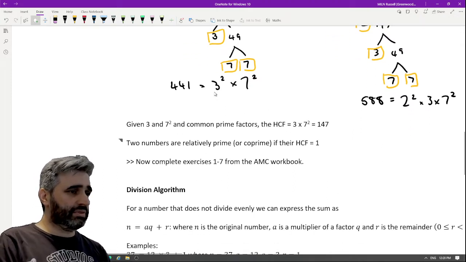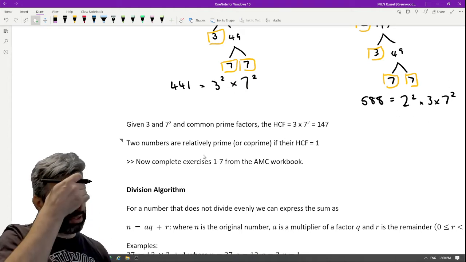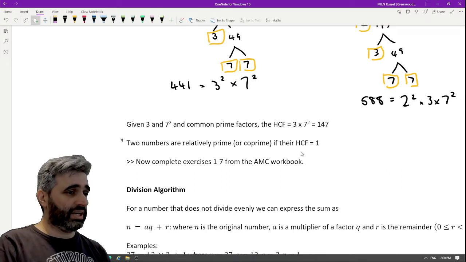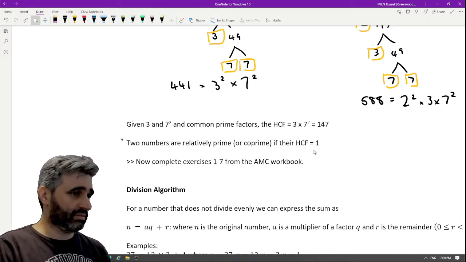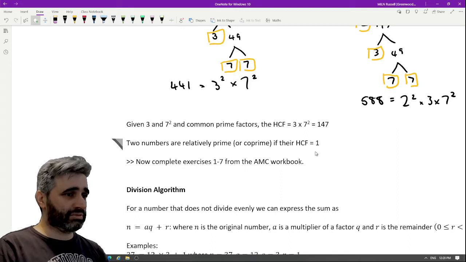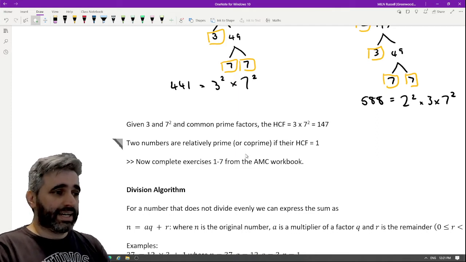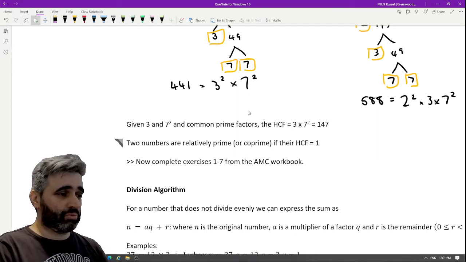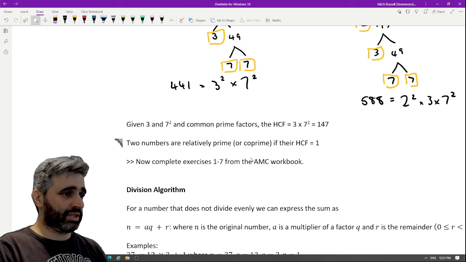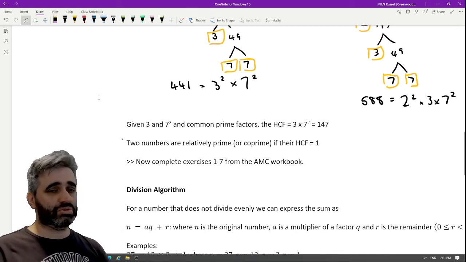Now if there are no common numbers in these lists, we call them relatively prime or coprime, and their highest common factor will be 1. Every natural number has a common factor of 1. We just don't tend to list it at the bottom of these trees because it's a bit superfluous. Once you know what I've done above, you can do questions 1 to 7. Some of them are really difficult, so I've put a star next to those and we'll do them after school.